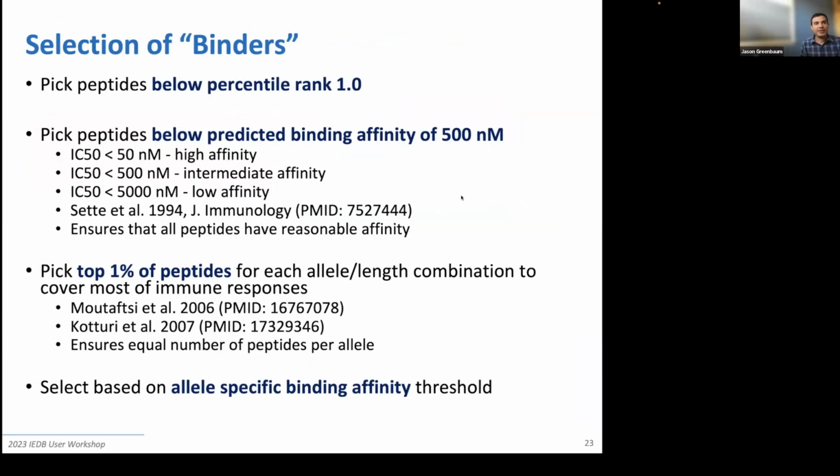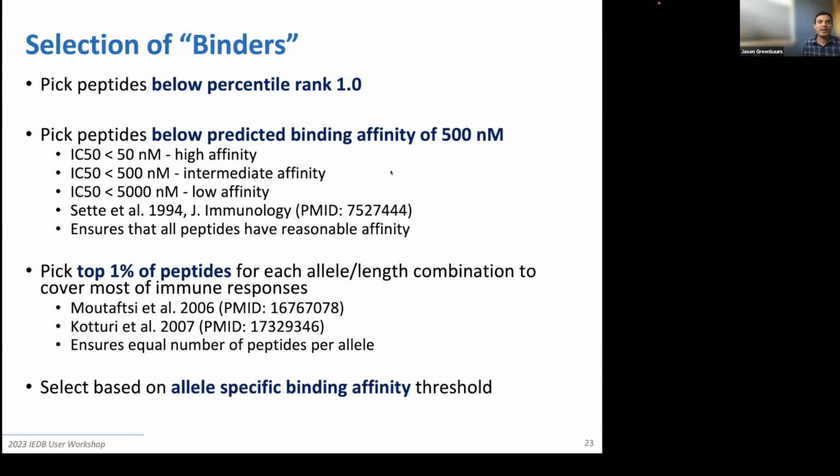So we've done our prediction, and we have our results. And now we want to know, how do we select the peptides that we want to move forward with? And there's no right answer. There are many different methods that we've used in our groups over the years, including just picking the peptides that are below percentile rank 1.0. Similarly, picking the top 1% of peptides for each allele and length combination. Both of those methods will give you relatively equal numbers of peptides per allele.